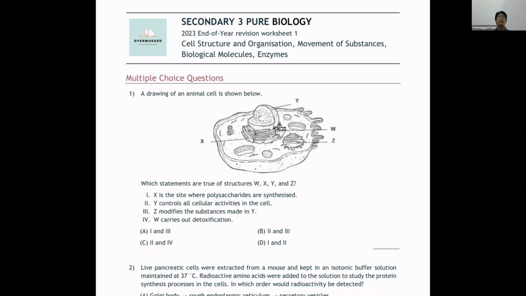Okay, Y controls all cellular activities in the cell. Absolutely correct. That's what the nucleus does. Z modifies the substances made in Y. Sarah identified the Golgi body to be Z. And if I were to assign one word meaning to the function of the Golgi body, it will be modify. But why is statement 3 incorrect?